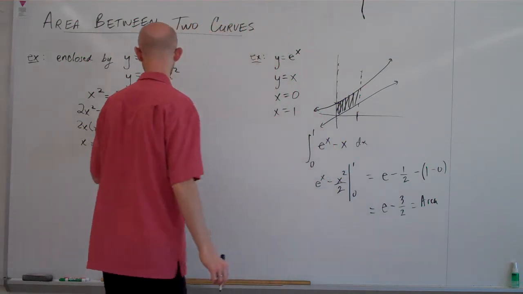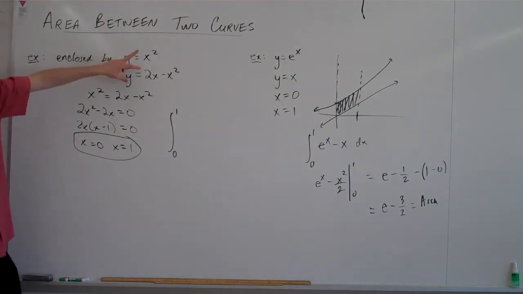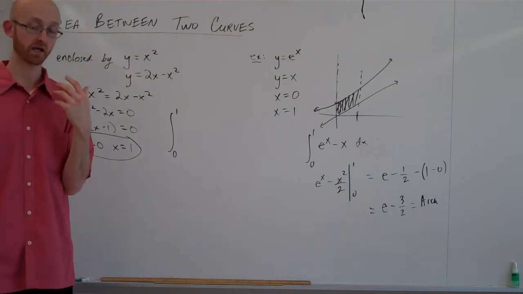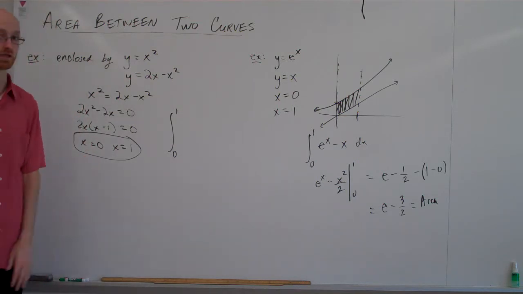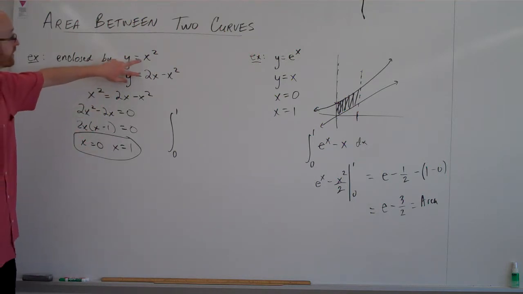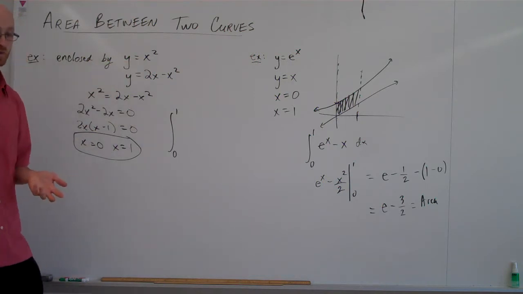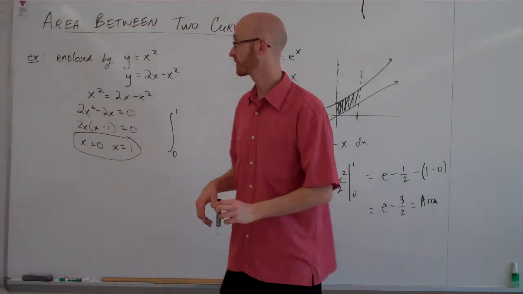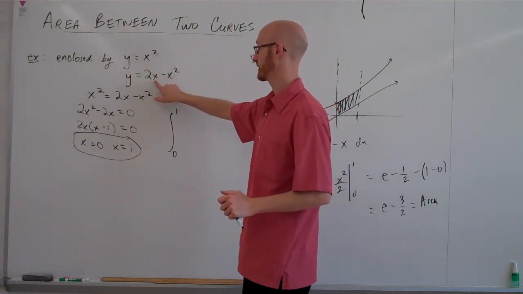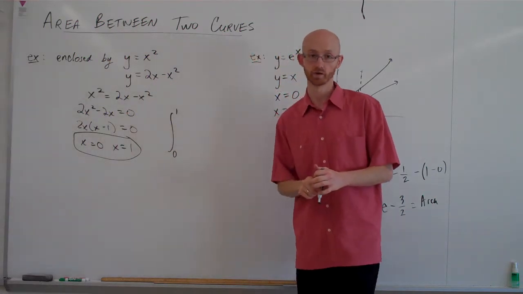The question now becomes, between 0 and 1, which function is on top? So think about a way that you can determine that. Option A, of course, is that you could graph them and see. But option B is that you could pick a value between 0 and 1 and substitute it into these and see which one is bigger. So take a half, for example, and plug it in here. A half squared is a fourth. 2 times a half is 1, minus a fourth. So it looks to me like that function is going to be bigger.